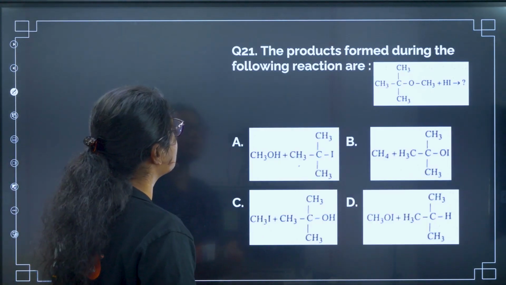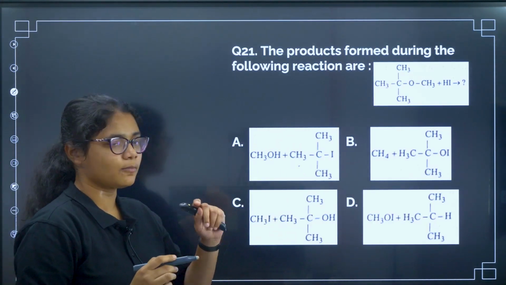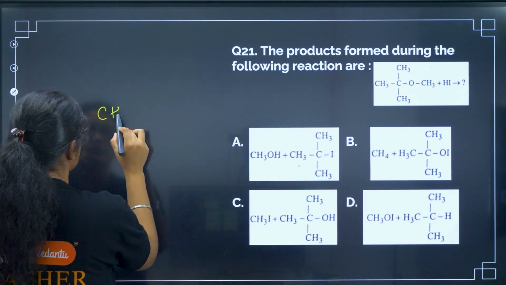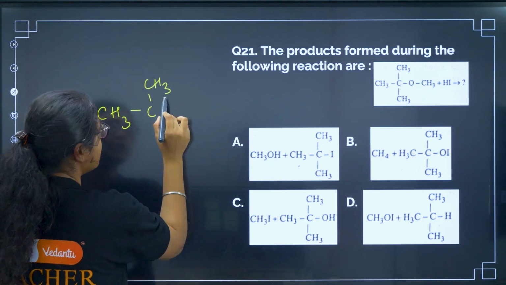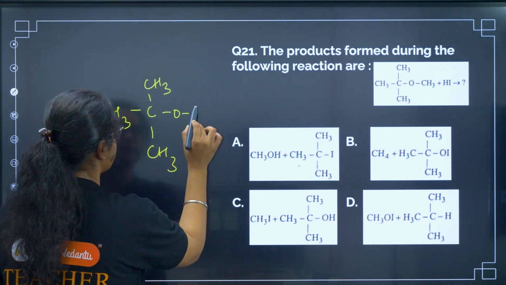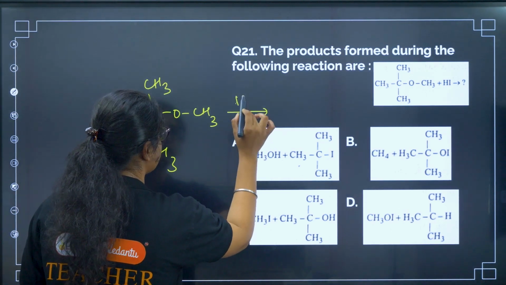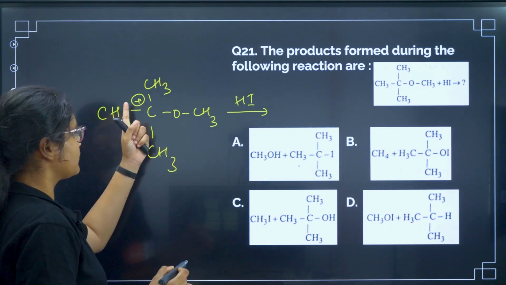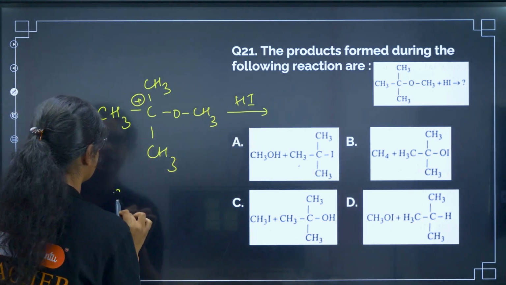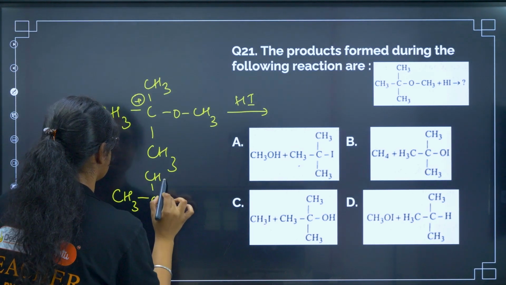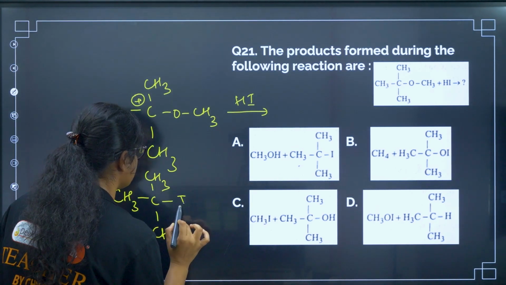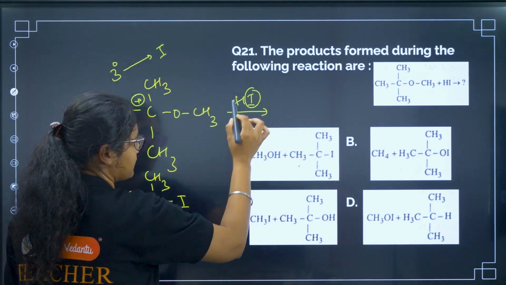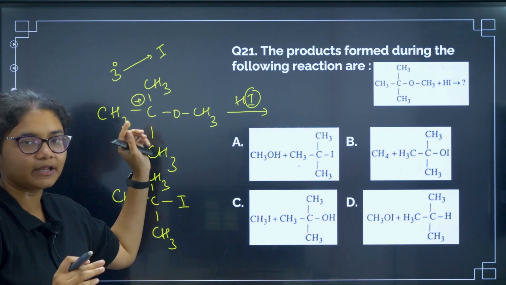Okay, next. The products formed during the following reaction. Again, this is from your cleavage of ethers. Three to four questions have come from this topic alone, so very important. We have tertiary butyl group, then O and then CH3, and this one is reacting with HI. So if you see, this carbocation will form, it is a tertiary carbocation. So the carbocation will take the I minus. So we will get here CH3 and I. If this part is a tertiary one, then it will be connected with the I of the HI.